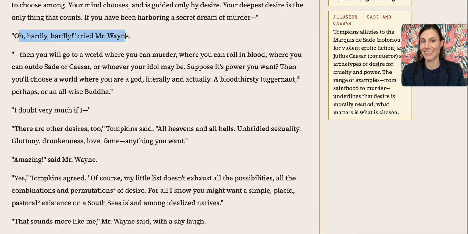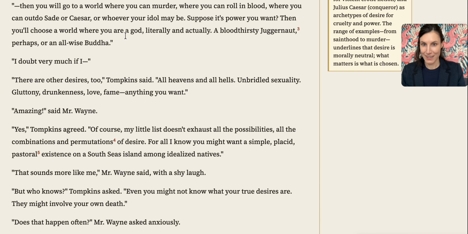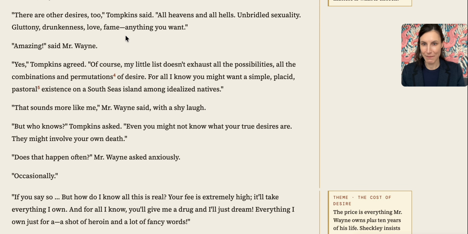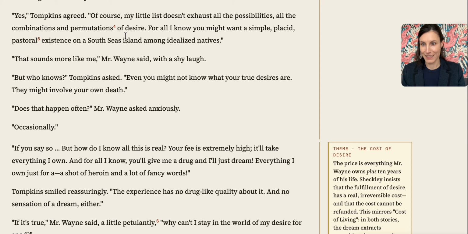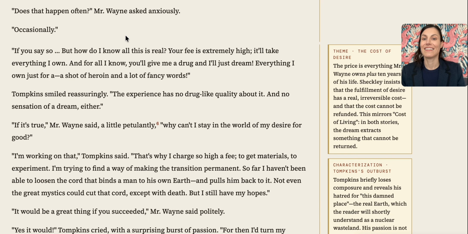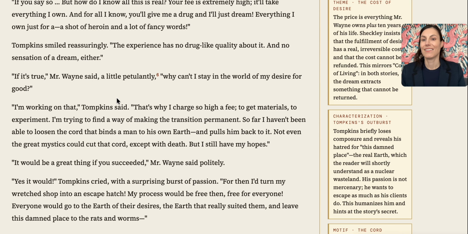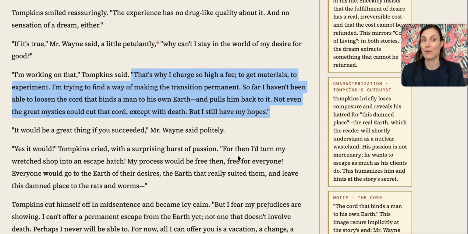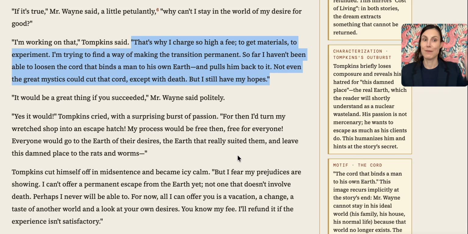And Mr. Wayne says, no, that's not me. So we're not exactly sure what the perfect world for Mr. Wayne would be. But we also find out why Mr. Tompkins does this. He says he has to charge this high price because eventually he wants to make the transition permanent, which is kind of crazy to think that people would want to go to these other worlds. For what reason? Remember, at this point we don't know what world Mr. Wayne is going to go to. We don't even know that our current world has been destroyed.